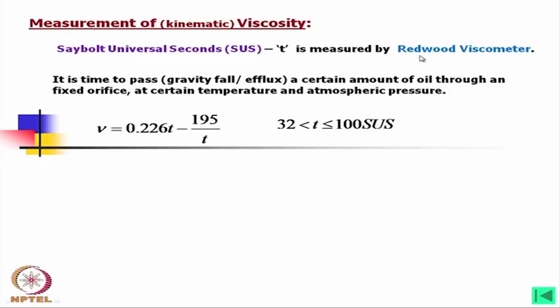There are other instruments than the reduced viscometer which are also used. Anyway, it has been found that below 32 seconds, that means where the oil is taking less than 32 seconds time, the results are erratic. And this is an empirical relation which we can use where T is greater than 32, but less than 100 SUS. T is the time. And if it is more than 100, then we should use this formula. It will directly give you the kinematic viscosity of the oil.